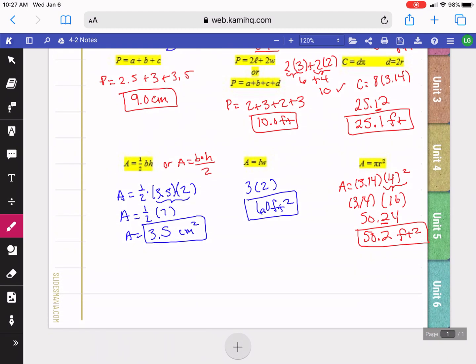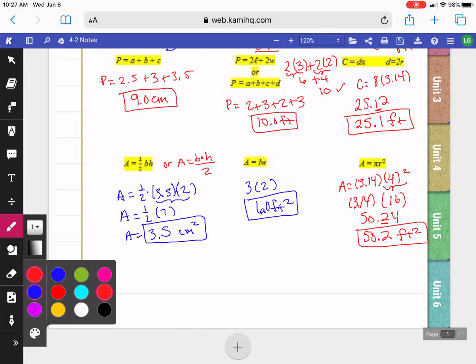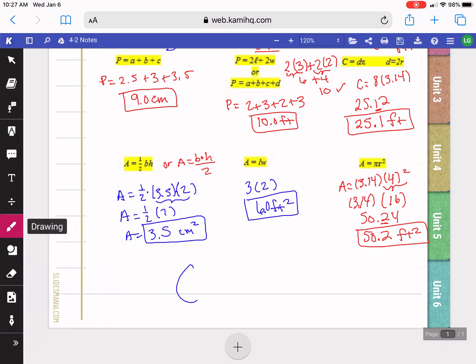So just to summarize, when you have circles, remember you can have diameter or radius. If they give you the diameter, like say here they say the diameter is 6 feet, then the radius would be half of that, or 3 feet, and vice versa. So if they give you the diameter to get radius, you divide by 2. If they give you the radius to get diameter, you multiply by 2.